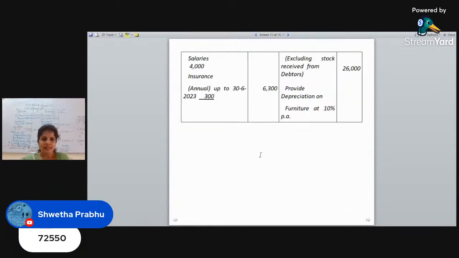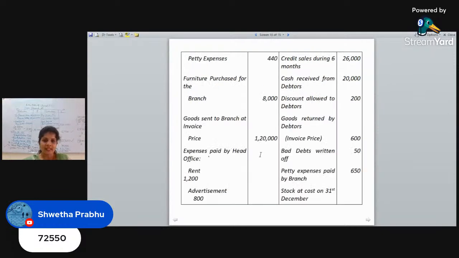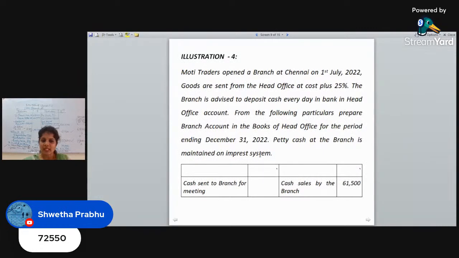Next, salaries 400, and insurance for annual. Insurance always has to be paid on an annual basis, up to 30/6/2023. That is 300 rupees of insurance they have made. So this is the information on the left side. It is not given as a credit side and a debit side; only the particulars in two columns they have given.